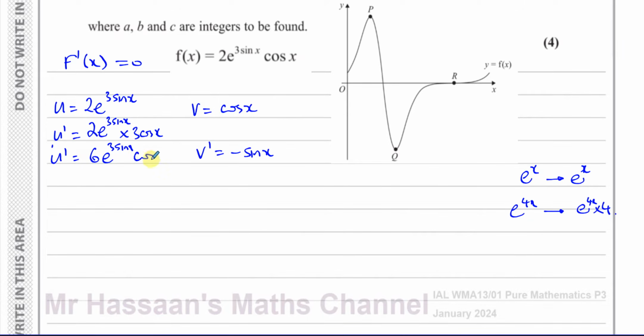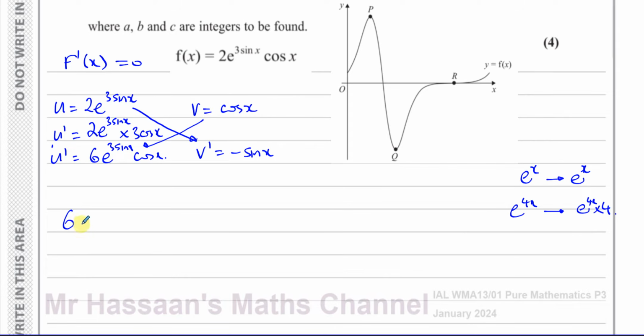times cosine x. So when we want to use the product rule, I'm going to multiply these together, multiply those together, and add them together. It doesn't matter which order you do. I like to use this order, starting with this one, because that's what we do with the quotient rule, and I like to keep the same standard order in both cases so you don't get mixed up. So I'm going to multiply these together.